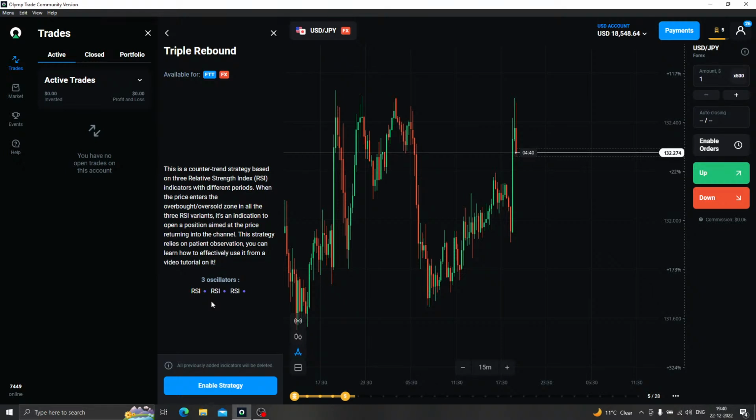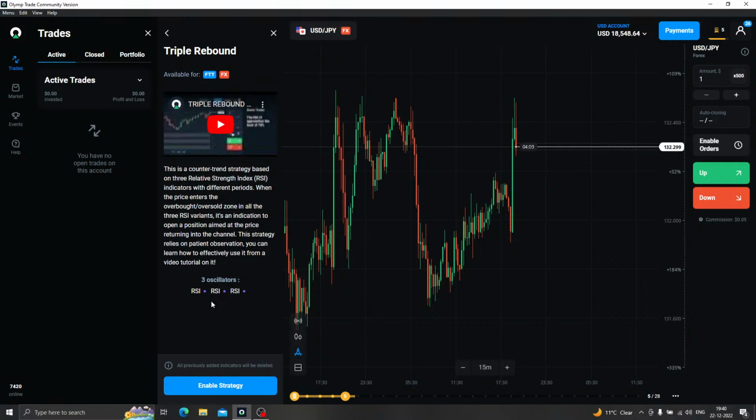The triple rebound strategy is a counter trend strategy based on three Relative Strength Index (RSI) indicators. Three different RSI indicators are applied on the chart with different periods. When the price enters the overbought or oversold zone in all the three RSI variants, it is an indication to open a position aimed at the price returning into the channel. So whenever all the three RSIs go into the oversold or the overbought region, at that point we can make the trade. I will show you what the oversold and the overbought regions are.